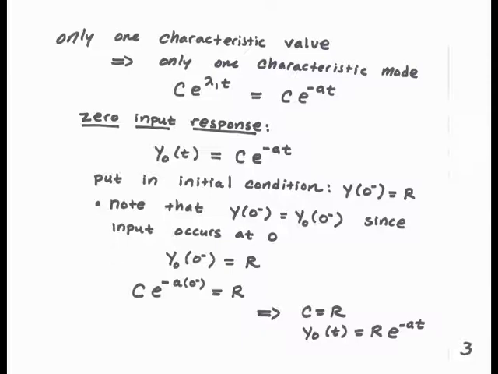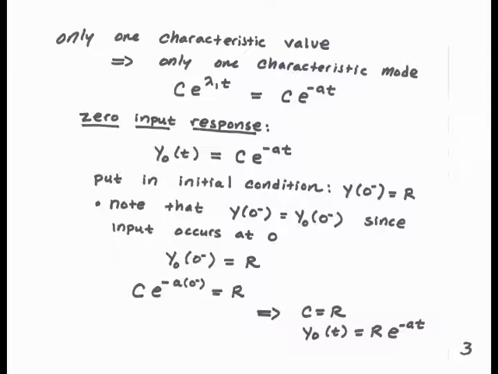So now let's find the zero input response. We write y0 of t is c e to the minus a t, because we know that the zero input response is going to be the sum of the modes, but there's only one mode here. We put in the initial condition y at time 0 minus is equal to r, and we should note that y at time 0 minus will be equal to y0 at time 0 minus, since the input is occurring at time 0, and therefore at time 0 minus the total response is equal to the zero input response.